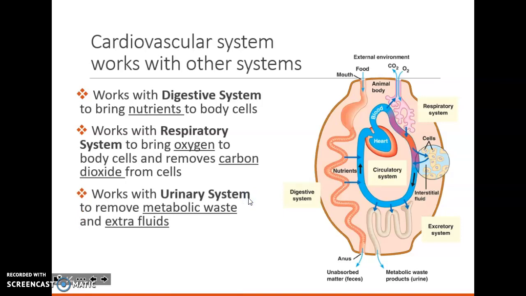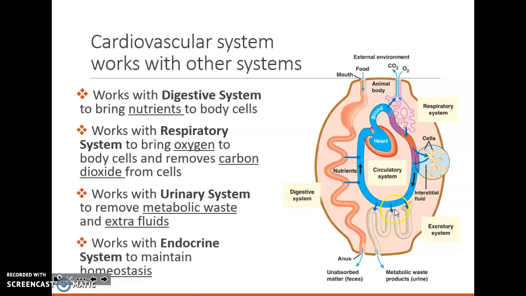The cardiovascular system also works with the urinary system to remove metabolic waste, and metabolic waste is waste made by your cells and any kind of extra fluid. So it diffuses into the blood, and then it goes through the kidneys, and the kidneys will pick up the waste and then excrete it in the urine. It also works with the endocrine system to maintain homeostasis. As we know, our glands, and there's not a picture of it, but our glands will dump hormones into the bloodstream, and they go to their target cells or organs.